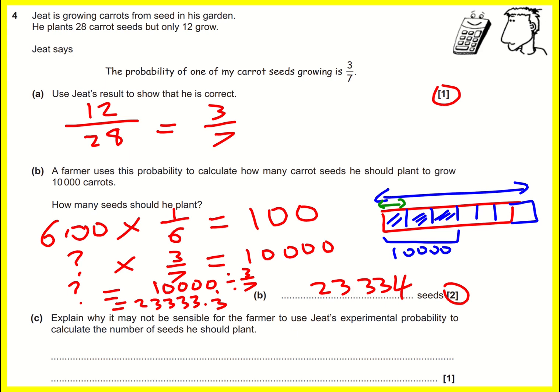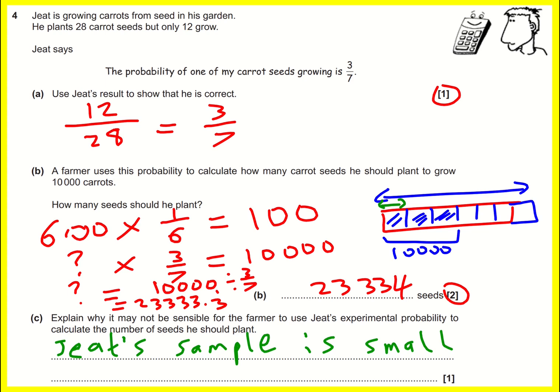Explain why it may not be sensible for the farmer to use Jeet's experimental data to calculate the number of seeds he should plant. One thing is that Jeet's sample is very small. If I only go and interview 5 people about what they think about some chocolate, that's not as good as if I interviewed 1,000 people, say. So Jeet's sample is small, would be one thing.